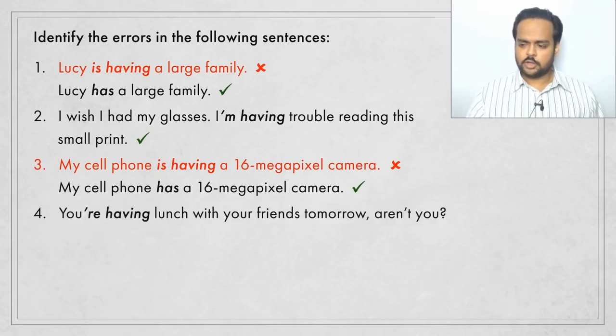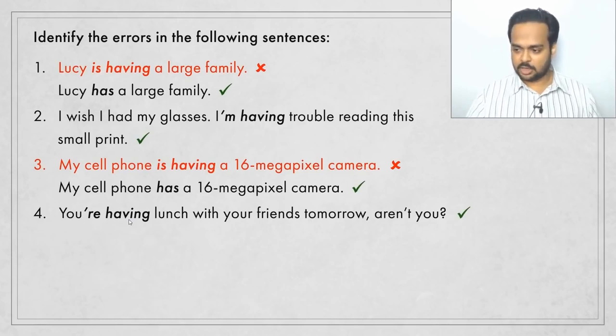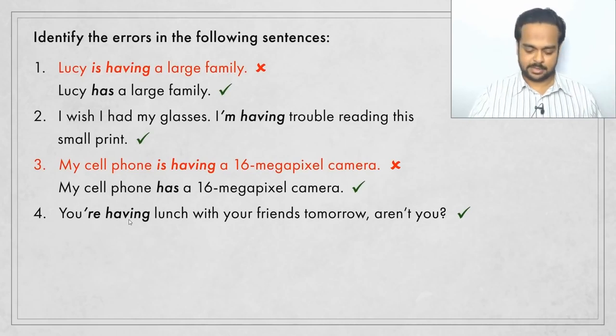Number four, you're having lunch with your friends tomorrow, aren't you? Correct or not? Well, here, having talks about eating, right? That's what we mean here. You're eating lunch with your friends tomorrow. So we're expressing a future plan. For expressing future plans, it's okay to use continuous forms of verbs. And here, because we're talking about eating, this is correct. You're having lunch with your friends tomorrow. You're eating lunch with your friends tomorrow, same meaning.